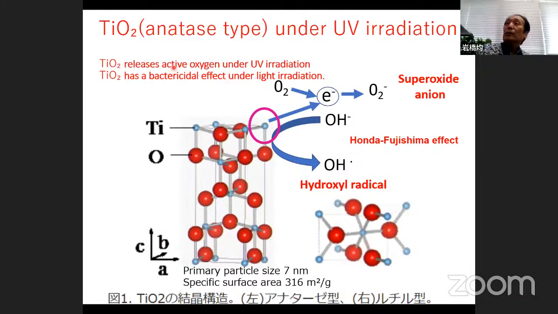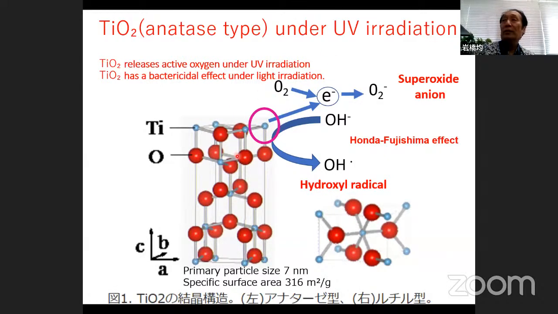Okay, TiO2 anatase. We also have rutile. This is rutile, and this is anatase. It is said anatase is more dangerous, and rutile is not dangerous. So, for your faces, for sunscreen, we use this. And anyway, we use anatase, the dangerous UV TiO2.